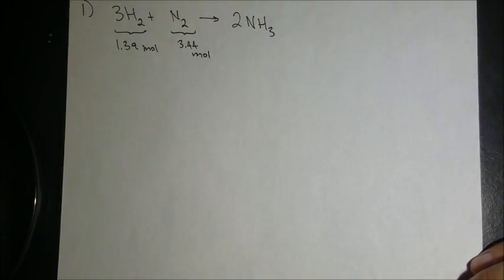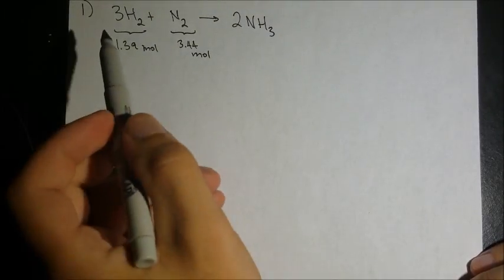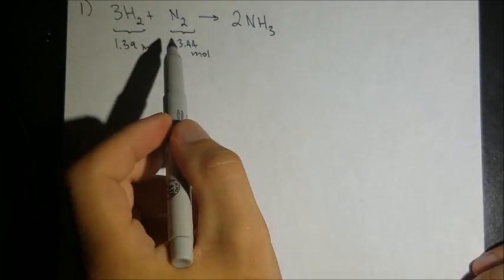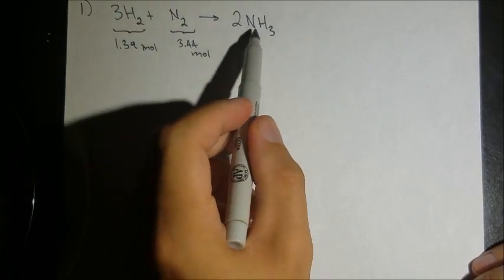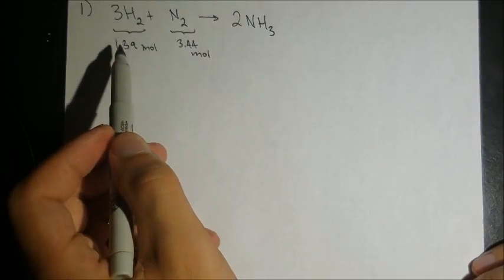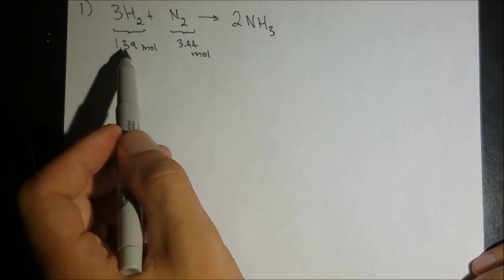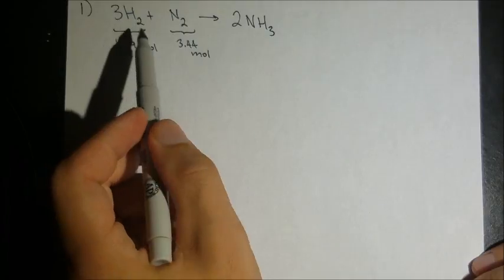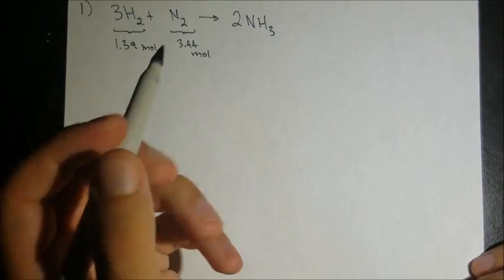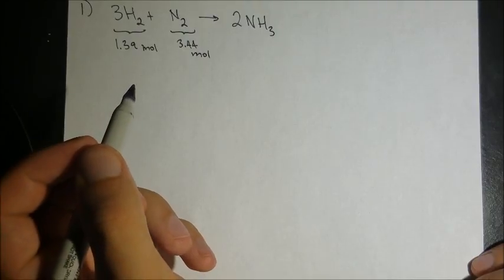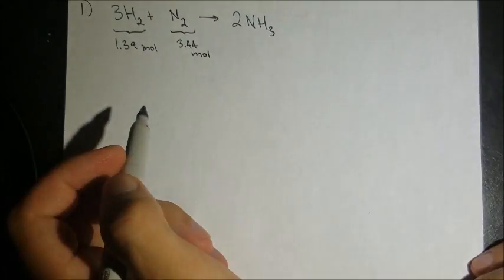Okay, let's take a look at quiz number 6. For number 1, we've got this chemical equation that's given to us in the problem. We've got hydrogen reacting with nitrogen to make ammonia. And we are also given that we have 1.39 moles of hydrogen gas and we have 3.44 moles of nitrogen gas. And the question asks, how many grams of ammonia do we make?